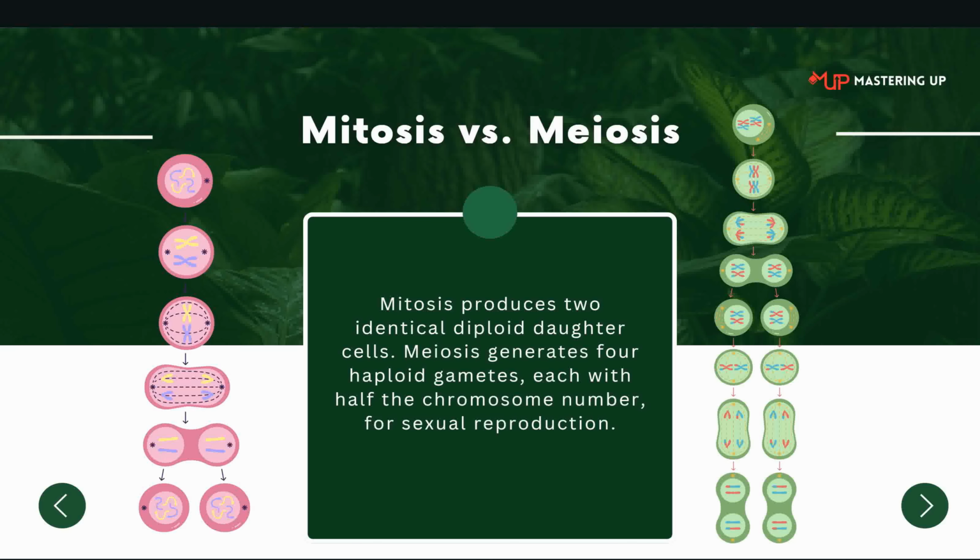Now let's see the other term, which is mitosis and meiosis. Mitosis is the process of cell division that results in two genetically identical daughter cells, which is vital for growth and tissue repair. While meiosis, on the other hand, is responsible for producing four genetically diverse haploid cells, essential for sexual reproduction.